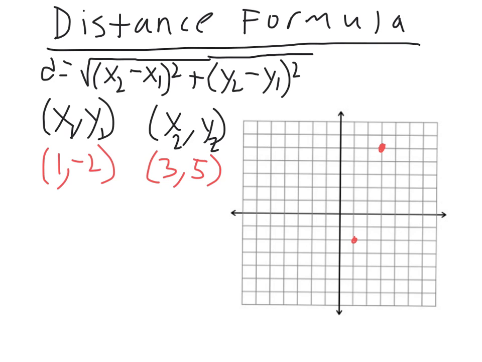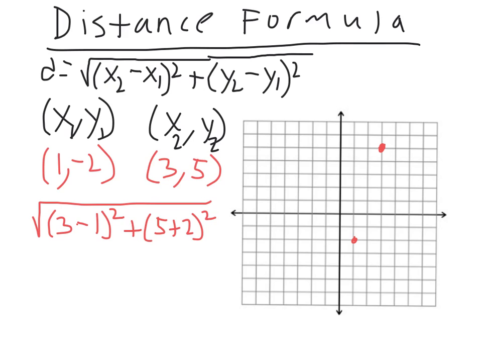So we're going to put it in the distance formula. So we have the square root of x2 minus x1. So 3 minus 1. So 3 minus 1 squared. And then plus y2 minus y1. 5 minus negative 2. Or 5 plus 2. Squared.